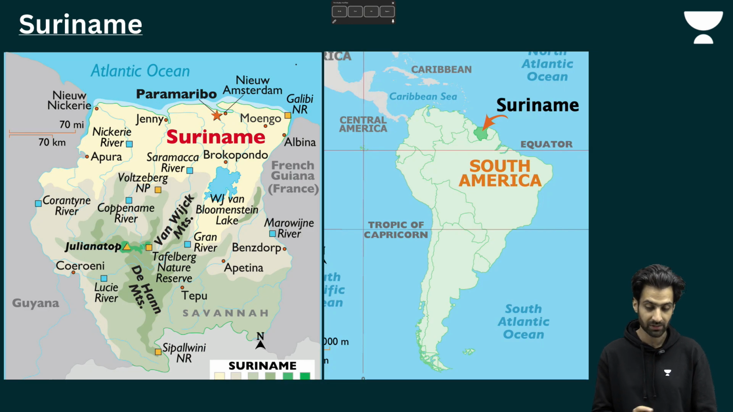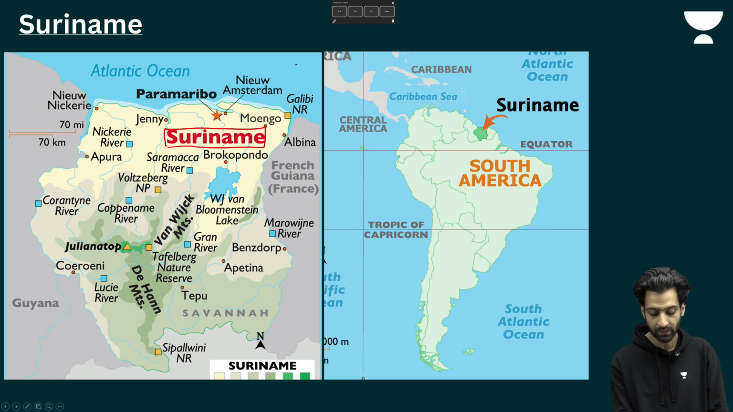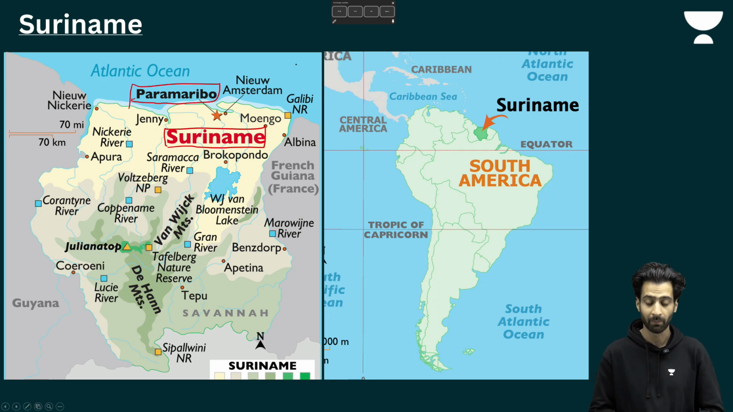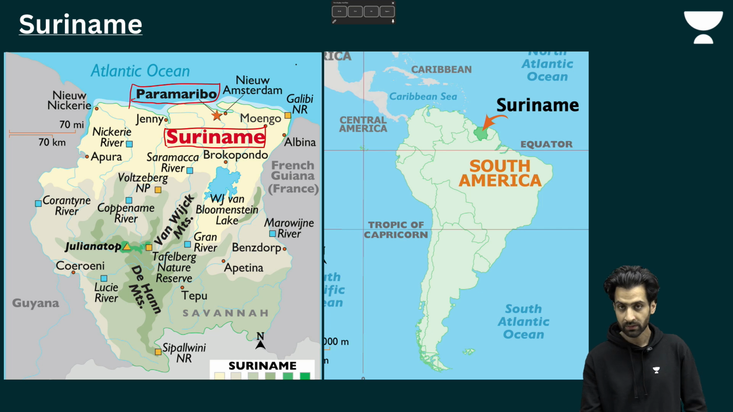Coming to the next, it is Suriname, Suriname. And the capital is Paramaribo, Paramaribo. This is the map of South America. This is for your reference so that you know where the country is located.